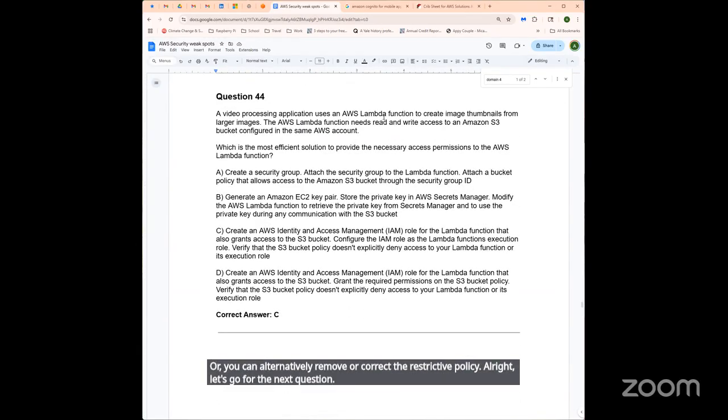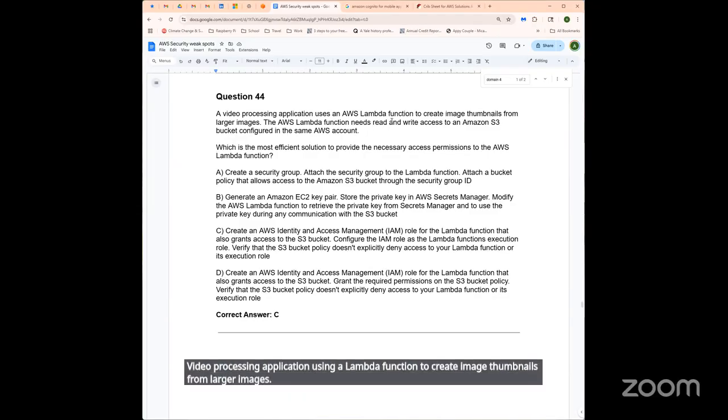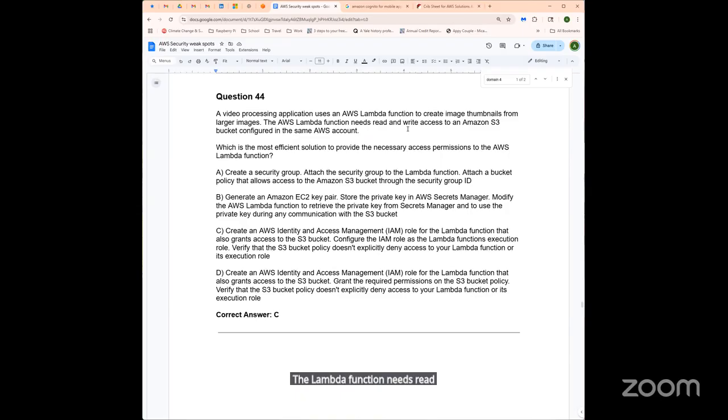All right, let's go for the next question. A video processing application uses a Lambda function to create image thumbnails from larger images. The Lambda function needs read-write access to S3 buckets configured in the same account. What's the most efficient solution to provide the necessary access permissions to the AWS Lambda function?